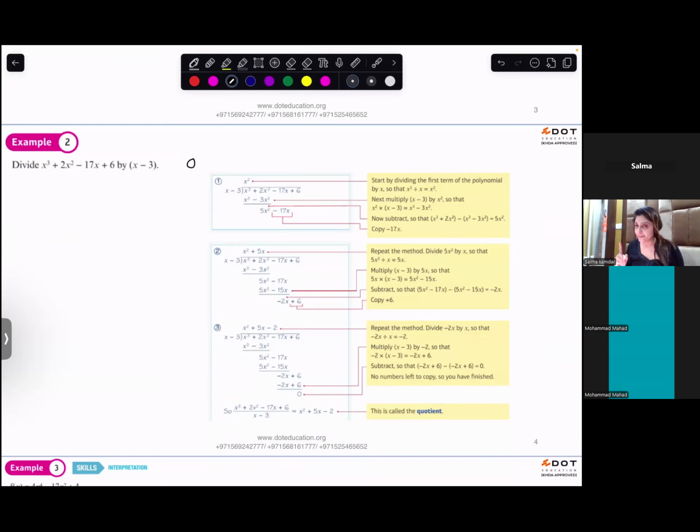If I divide this equation by x minus 3 and I get a remainder of 0, that means x minus 3 is a factor. Okay, x minus 3 is one factor of this polynomial, and what would be the root? X is equal to 3. The root will be x is equal to 3. Sometimes you get confused with the roots, so try to equate the factor with 0.